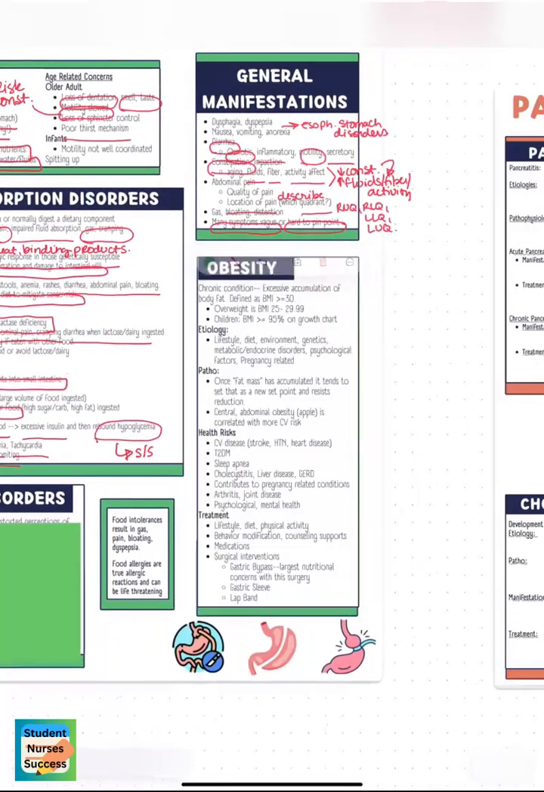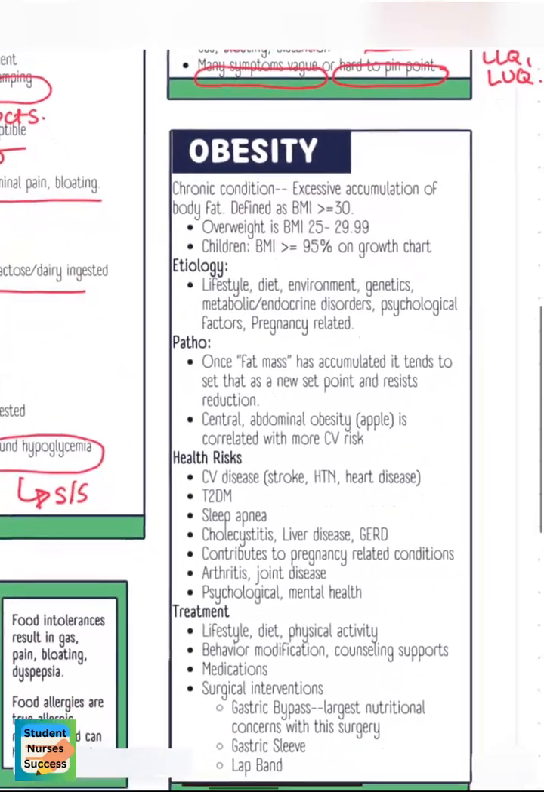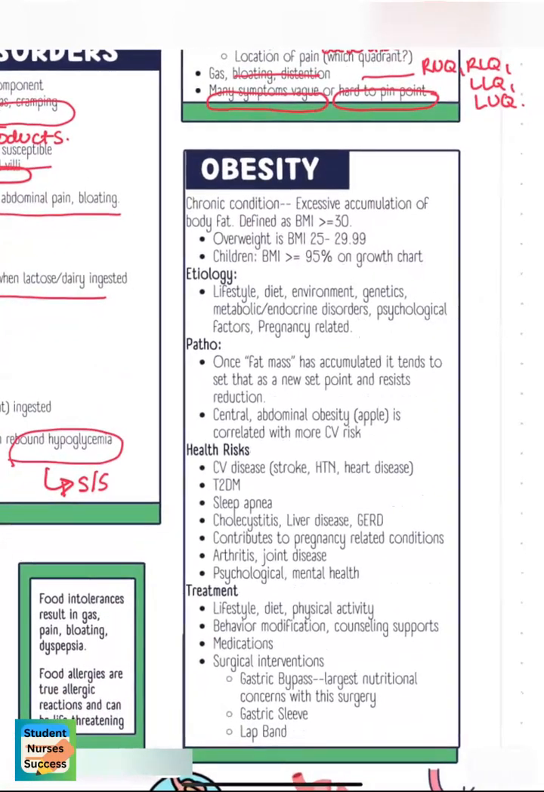Now we're going to talk about obesity. Obesity is a chronic condition and it's an excessive accumulation of body fat. We define obesity as a BMI greater than or equal to 30, and we define overweight as a BMI of 25 to 29.99. For children, if the BMI is greater than or equal to the 95th percentile on the growth chart, then that falls into the obesity category.